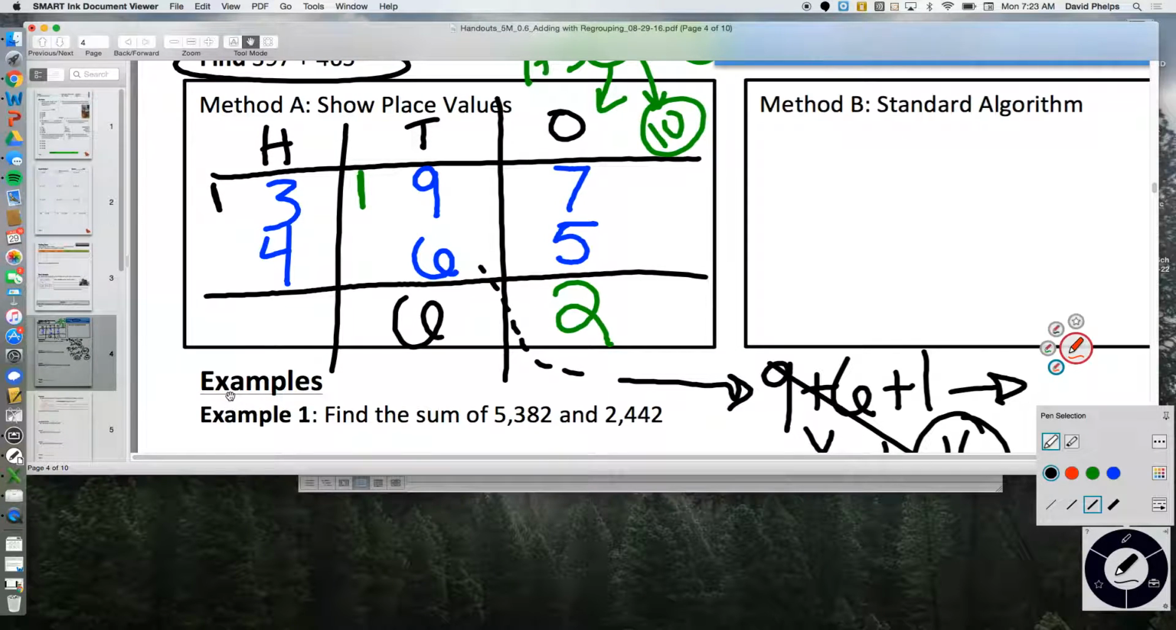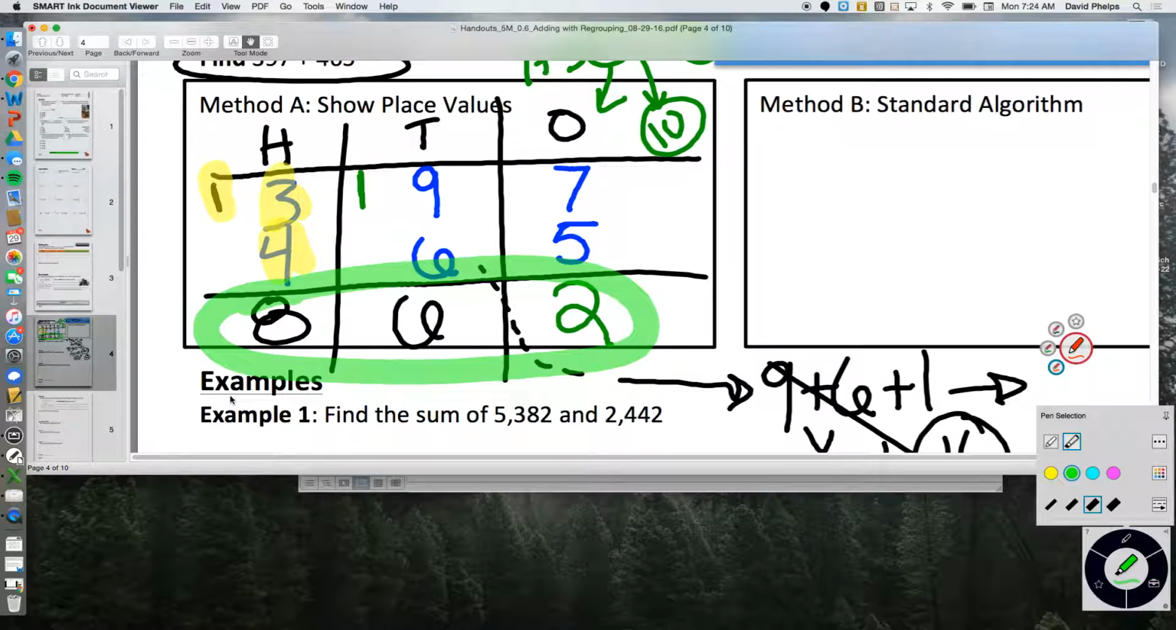All right, now let's just look at our hundreds, the only one left. We have 3 plus 4 plus 1. Well, 3 plus 4 is 7, plus 1 is 8. So 800, so it goes in the hundreds place. So our final answer would be 862. And that was the place value method.